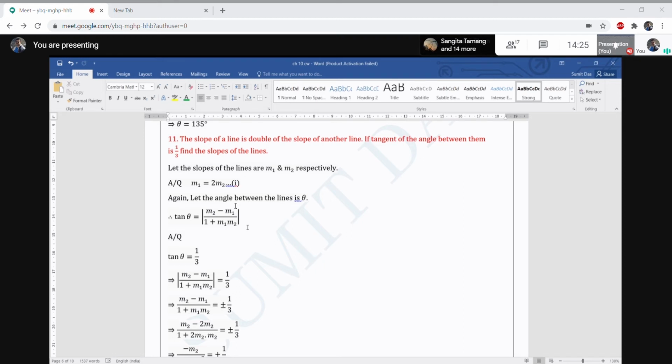After that we only have to do the cross multiplication and the product. So for tan theta, we got modulus of m2 minus m1 divided by 1 plus m1 m2, and the modulus of this is equal to 1 by 3. So what will be the value of this? It will be plus minus 1 by 3. Suppose I give one example.